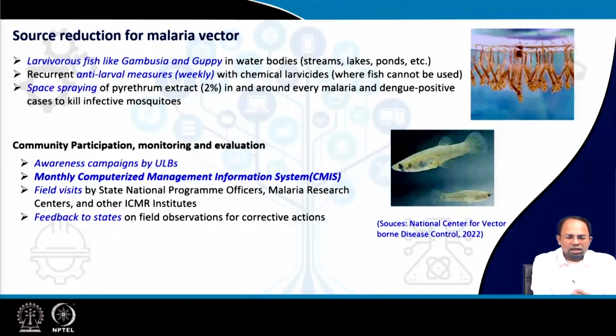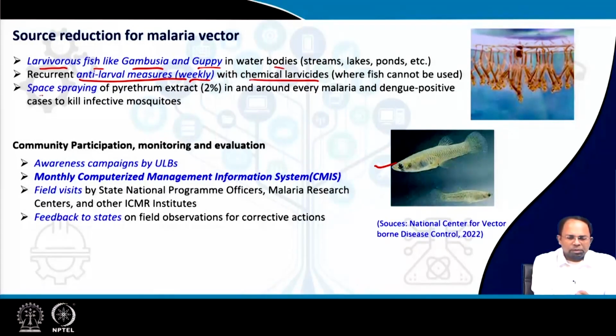So biological measures is introducing larvivorous fish like gambusia and guppy in water bodies like over here, and where this fish cannot be utilized, in that case certain anti-larval measures could be taken up by spreading of chemical larvicides over this water in these water bodies. So this could be taken up every week. During the season of breeding, you can do this kind of spreading.